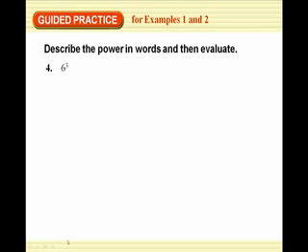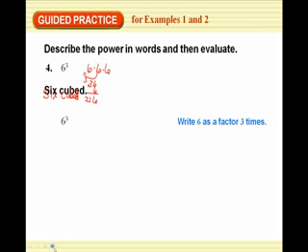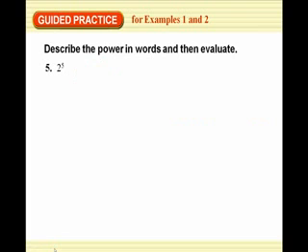Describe the power in words, then evaluate. So in words, you would say this one is 6 to the 3rd power, or you can say 6 cubed. And evaluate would mean 6 times 6 times 6. 6 times 6 is 36. 36 times 6, I don't have that one memorized, is 216. So let's see if I get that one right. 6 cubed, 6 times 6 times 6, which is 216. Very good.